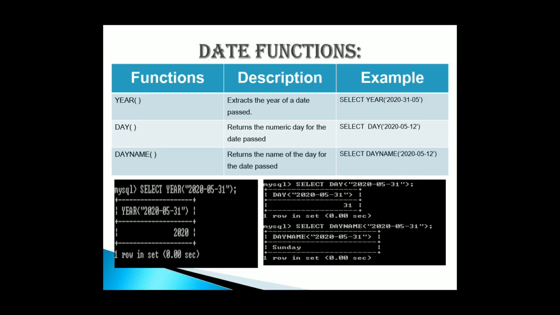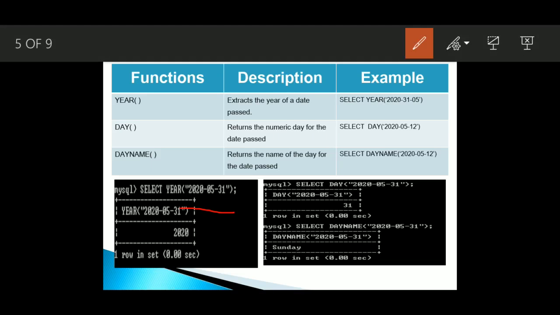So, let us see the example here. First one, year: select year, then I have written here 2020-05-31. According to this date, it is giving you the year as 2020. Similarly, for the day, select day, here I have given 2020-05-31. The day function returns the numeric day of the date passed. So, what is the numeric day? 31. But if I write here day name, the 31st day of the month, May 2020, is Sunday. It is giving you the name of the day. Okay, understood?